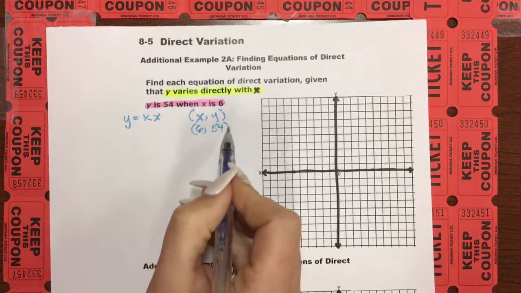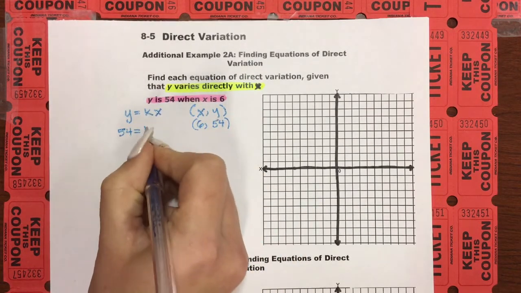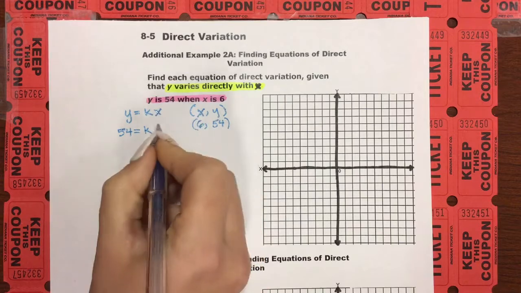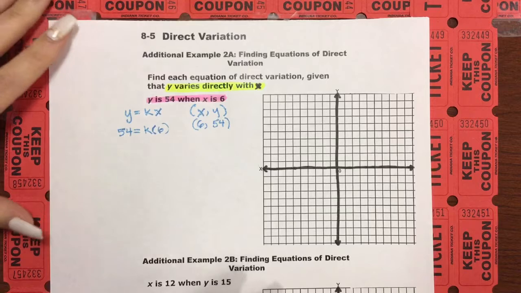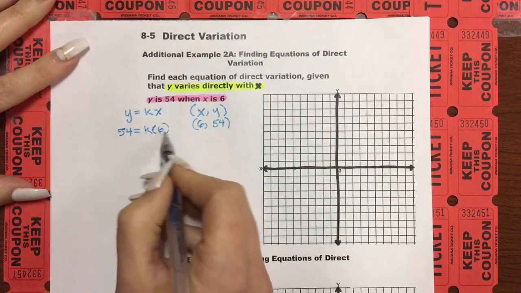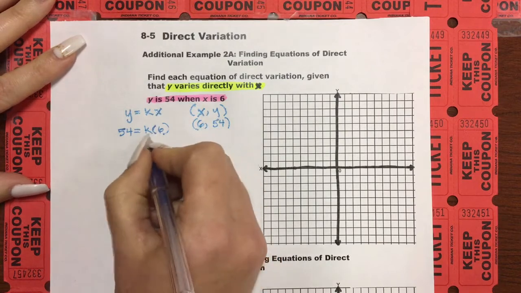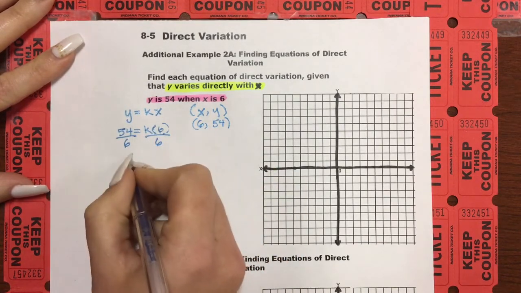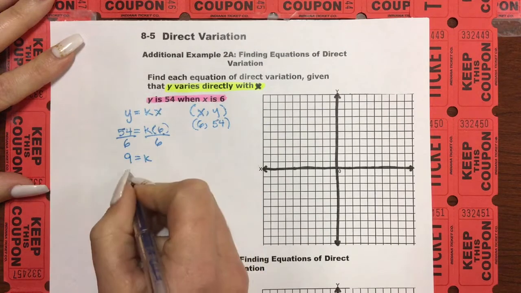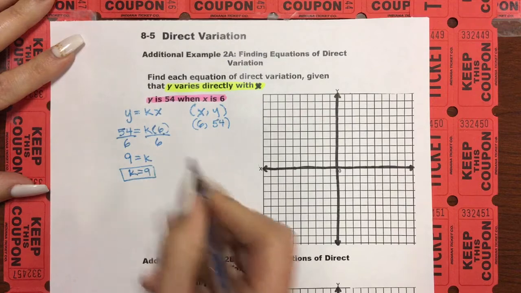So instead of writing y, I'm going to write 54 equals, we need to figure out what the k is, and the x is 6. So we're just going to solve and isolate for k. To do that, we're going to do the inverse operation. We're going to get k by itself. Right now there's a 6 multiplied by k. Inverse operation says we're going to do division to both sides. And 54 divided by 6 is 9. So that means that k is equal to 9.